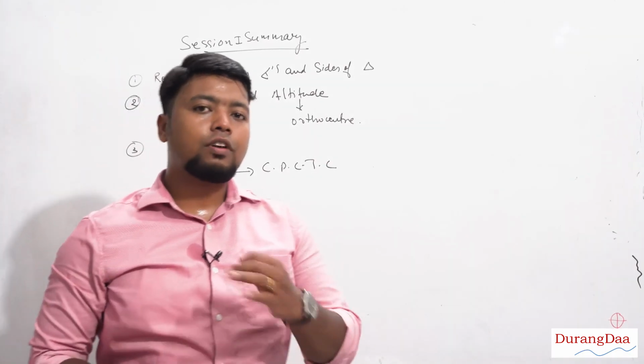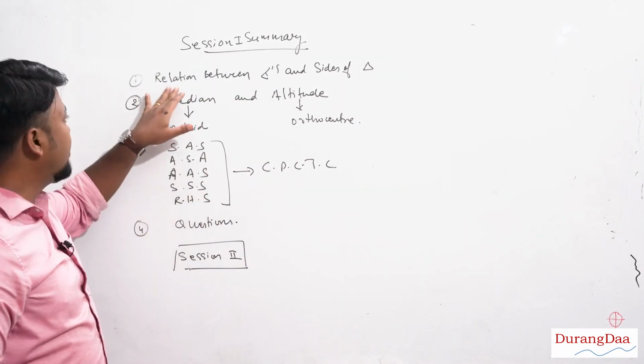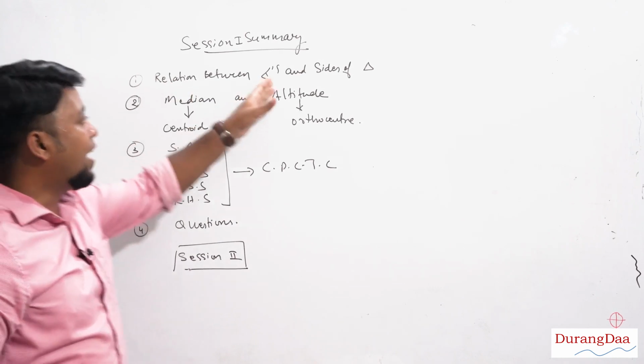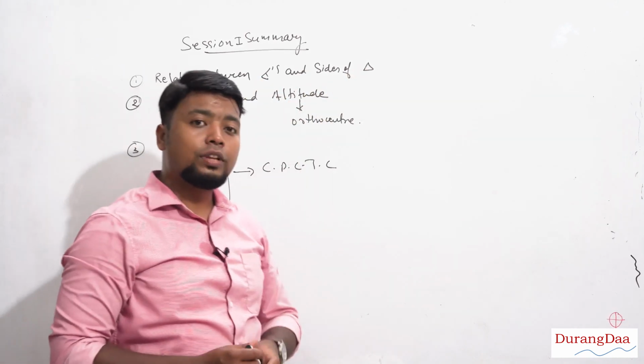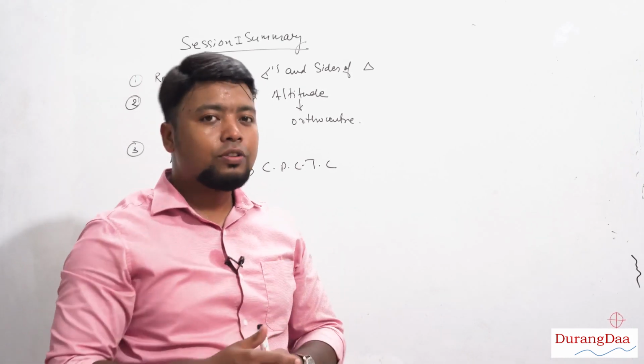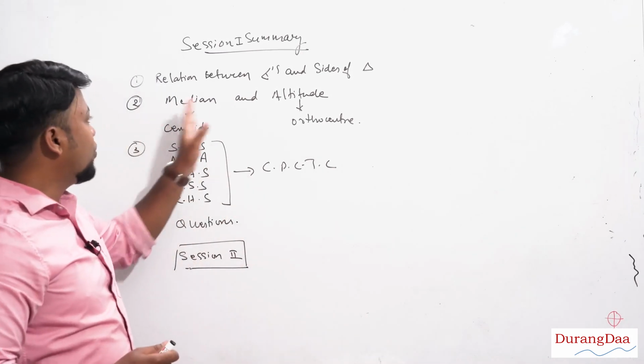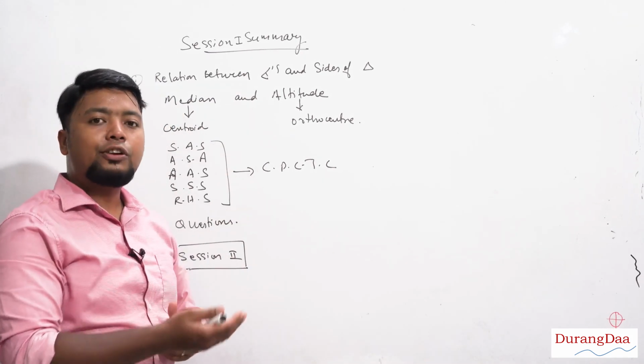In session 1, we have covered a lot of things here. Now, let us just summarize it. Firstly, you understood the relationship between angles and sides of a triangle. Now, you know that if a bigger side is there in a triangle, then the angle opposite to that side is also greater.